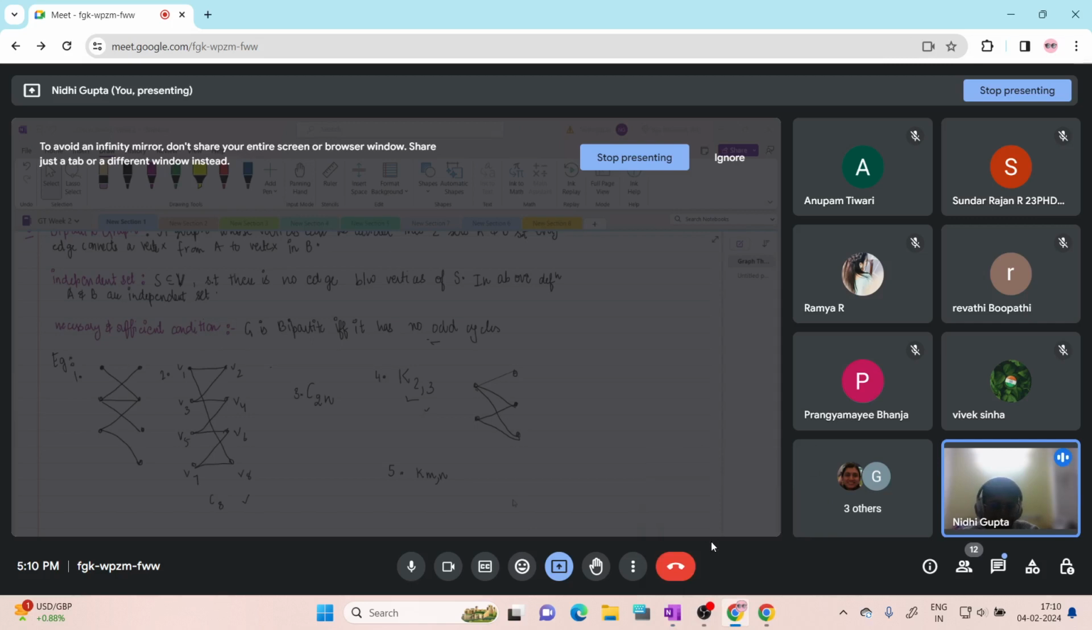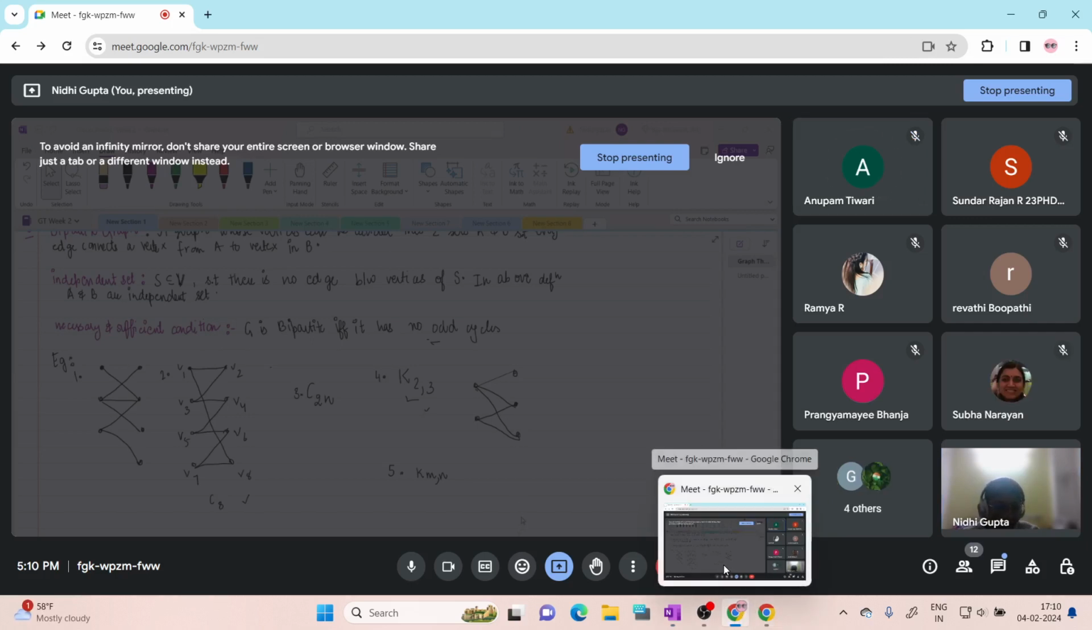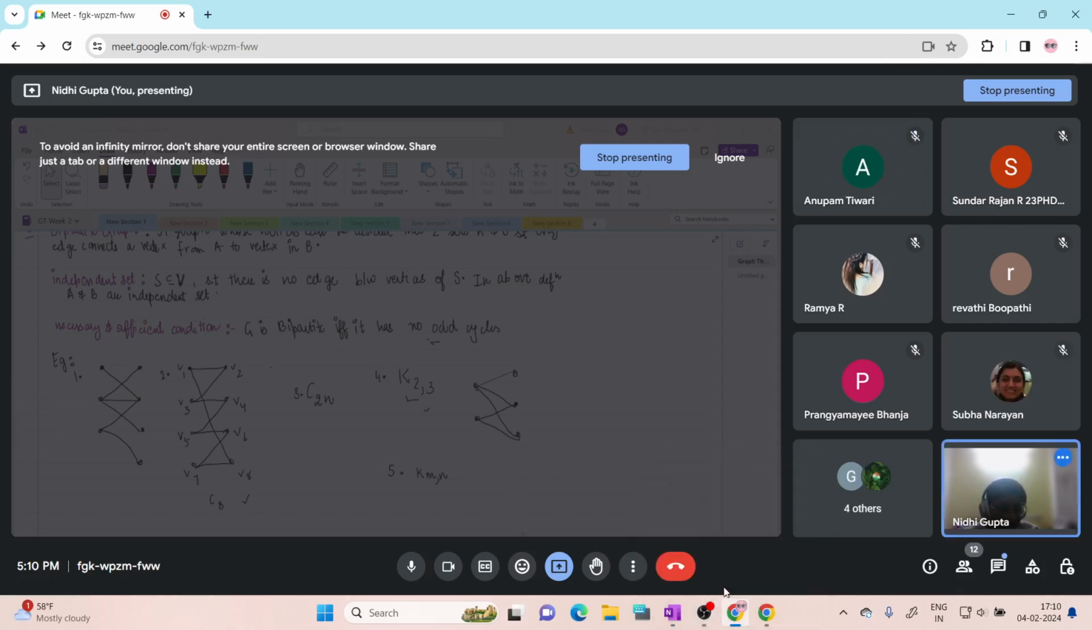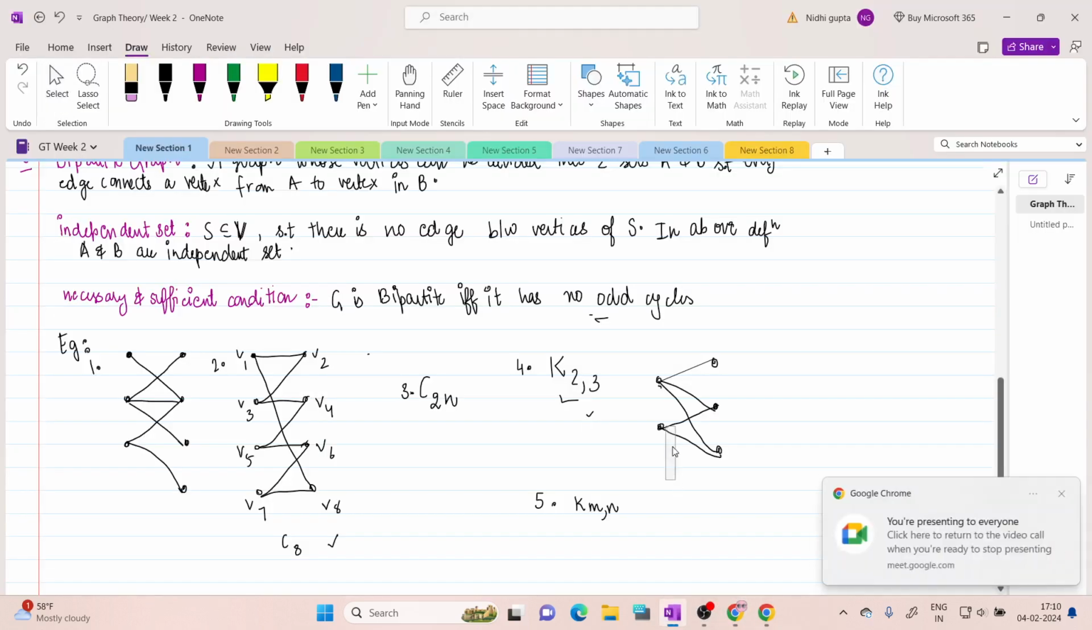So is the definition of bipartite graph also clear? Yes. Okay. Is there any question? Okay. So now we'll look at some questions.